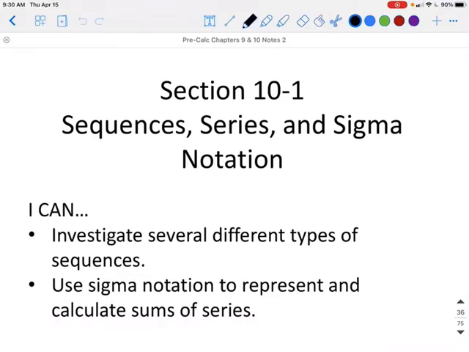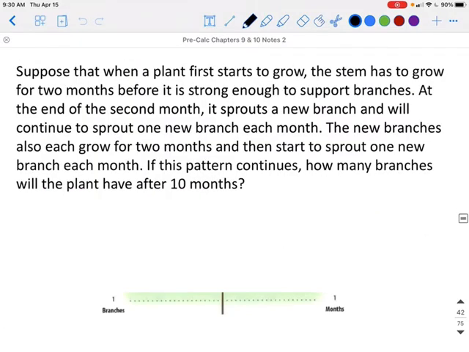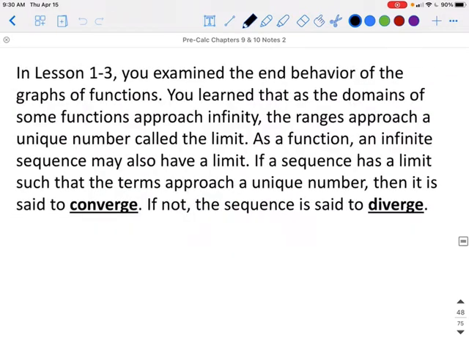This is section 10.1, part B, sequences, series, and sigma notation. In lesson 1.3, you examined the end behaviors of graphs of functions. You learned that as the domains of some functions approached infinity, the ranges approached a unique number called the limit. As a function, an infinite sequence may also have a limit.